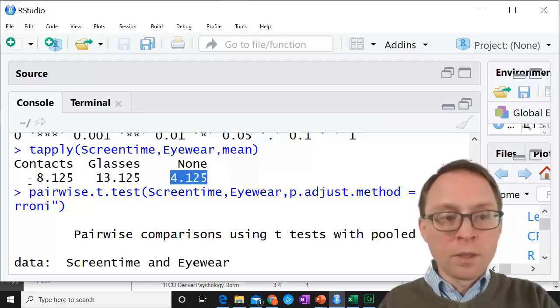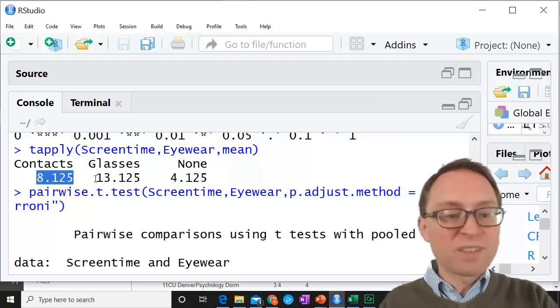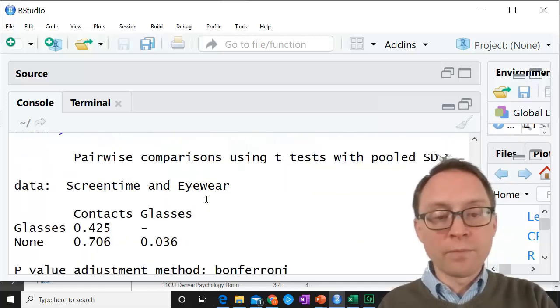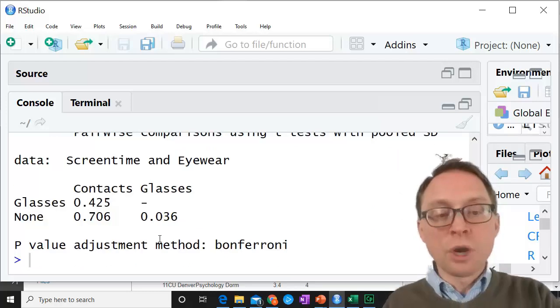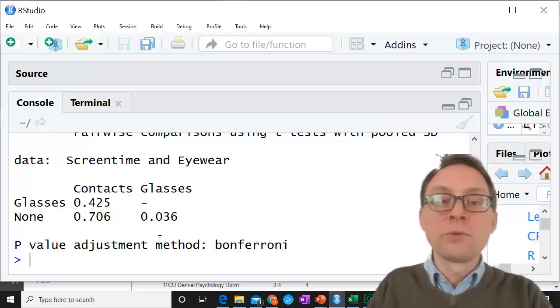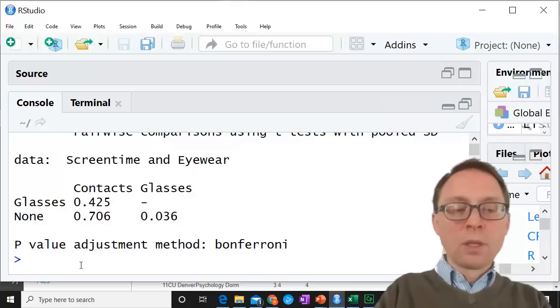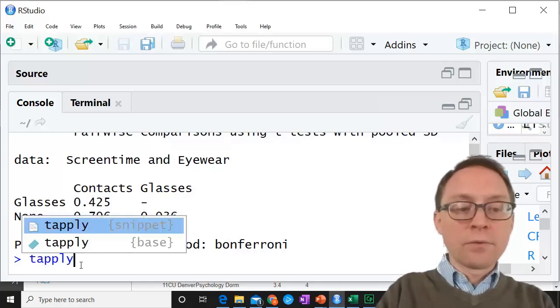All right? 8.125 is not significantly different from 13.125, and 8.125 is not significantly different from 4.125. Okay? That's what we see. So that is the main effect for eyewear in this particular model. Now, let's look at the main effect for education.